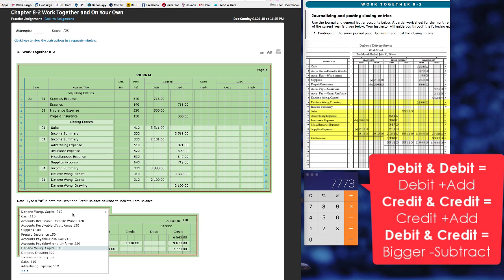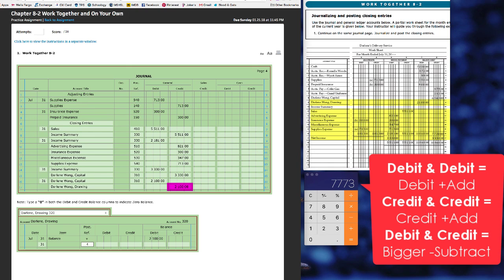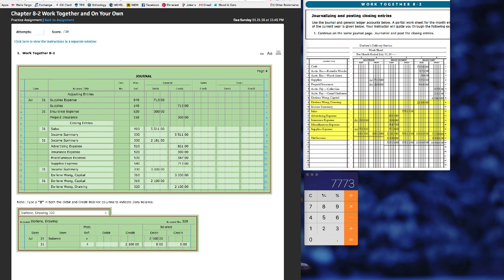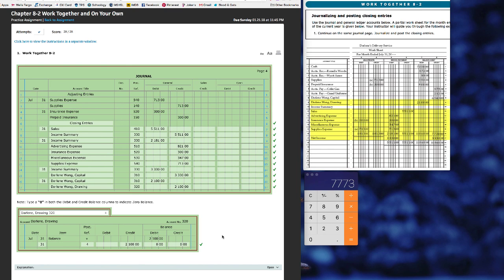And the last one we have to do is our drawings. If I go to drawing, on the 31st, came from page 4. It was listed as a credit. And now I've got a debit and a credit, so I can subtract. I got 0, 0, closed it out. And 320 is my final account number. So if I check my answer, I should have everything all done.